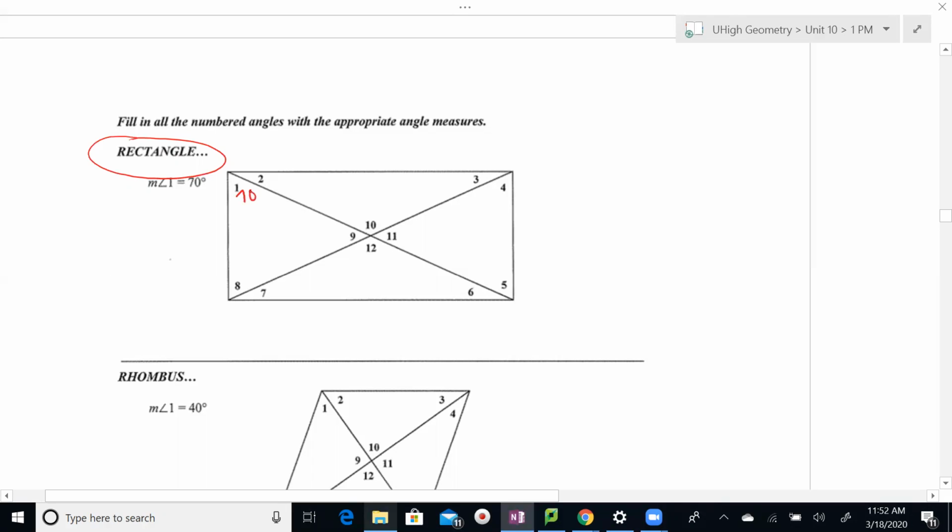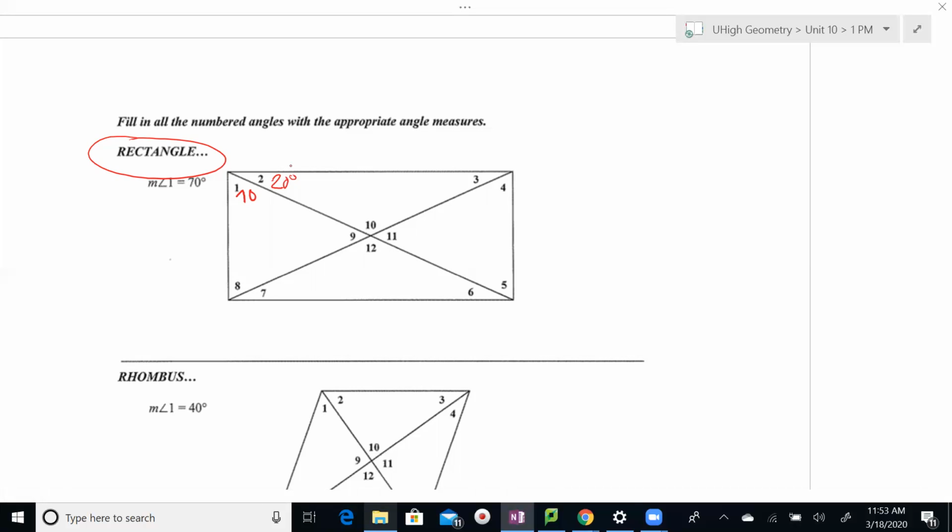Well, what do I know about a rectangle and its angle measures? If you look back at when we talked about the definitions, we know that a rectangle has 4 right angles. So I can know the measure of angle 2, because if the measure of angle 1 is 70, the measure of angle 2 would have to be 20 degrees in order for that corner to be 90 degrees.